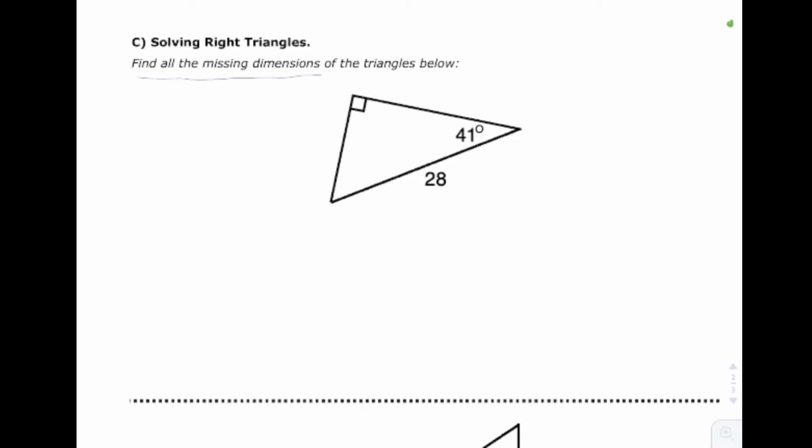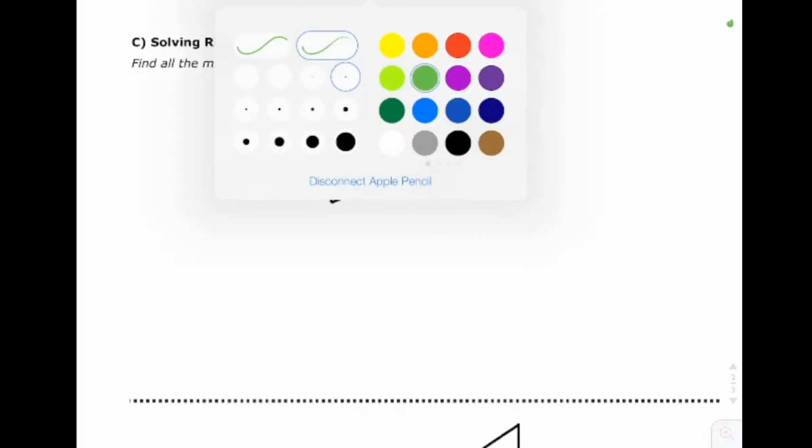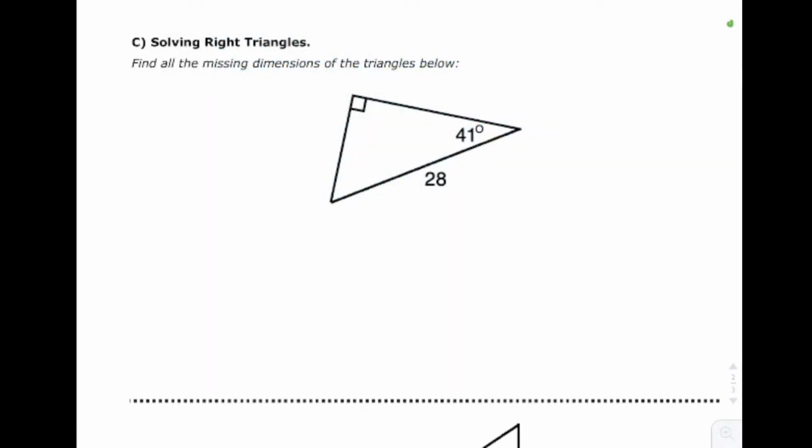Find all the missing dimensions of our triangle here. It's a right triangle, so that's good. Cool. Let's find all the rest of the dimensions. Well, here they did give us an angle, so that's cool. I like it when they give us an angle. I guess that means that we can find this other angle right away, right? 41 plus what equals 90?